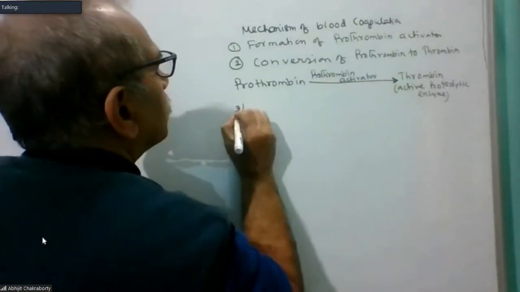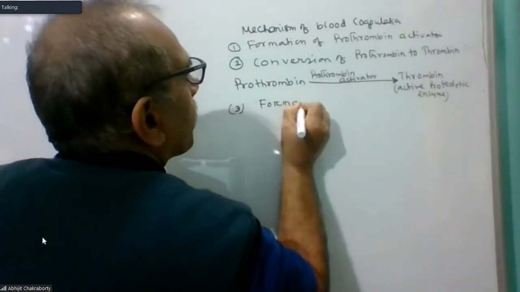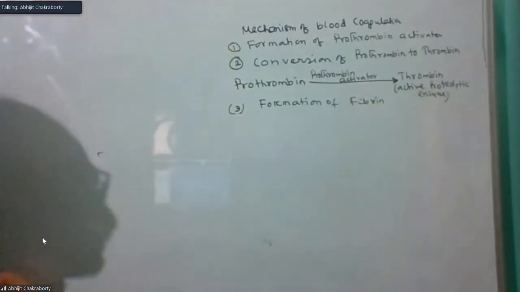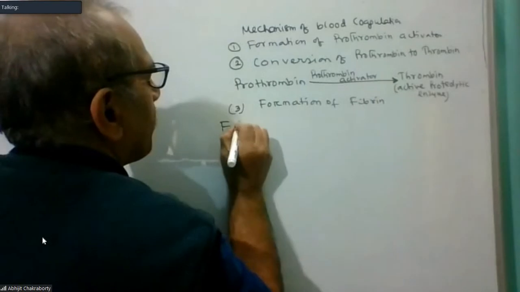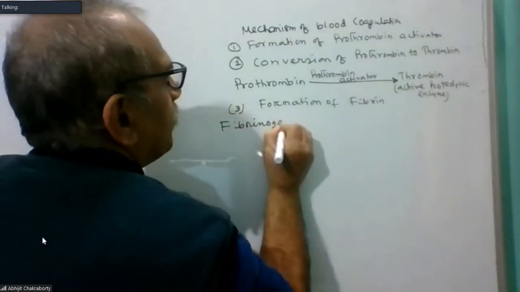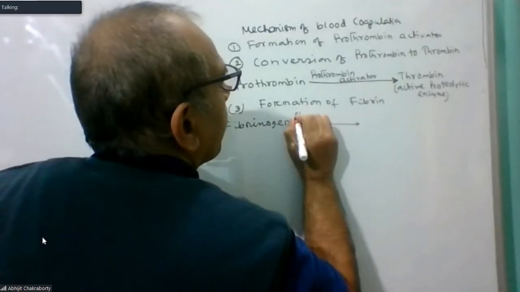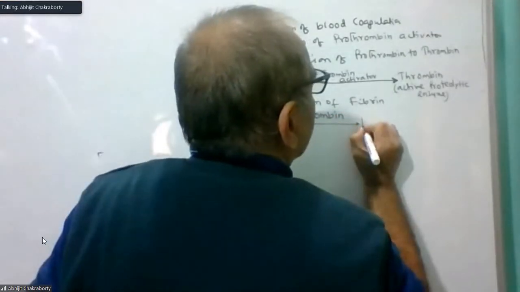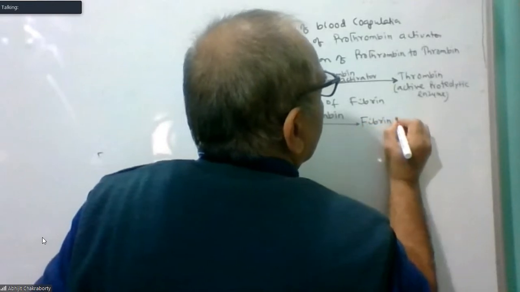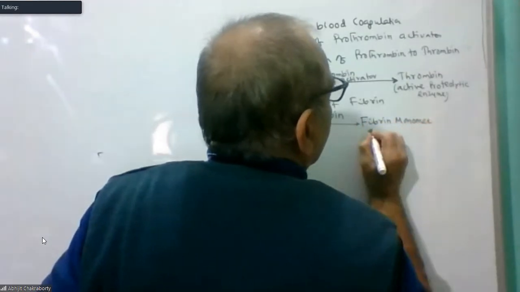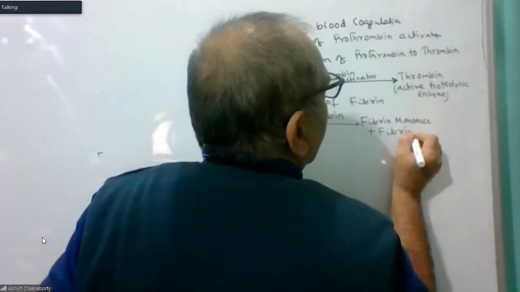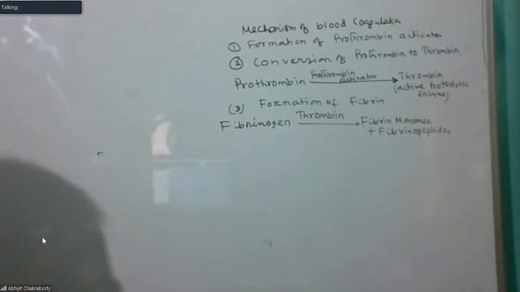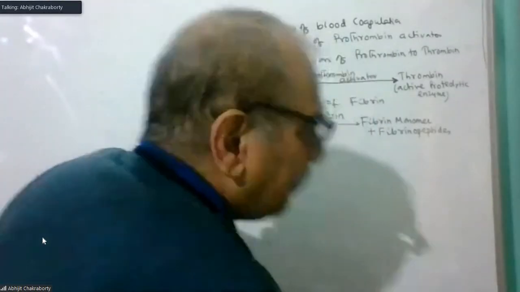Then, formation of fibrin. Fibrinogen protein, in the presence of thrombin, is converted to fibrin monomer plus fibrinopeptides. Fibrin monomer is soluble.